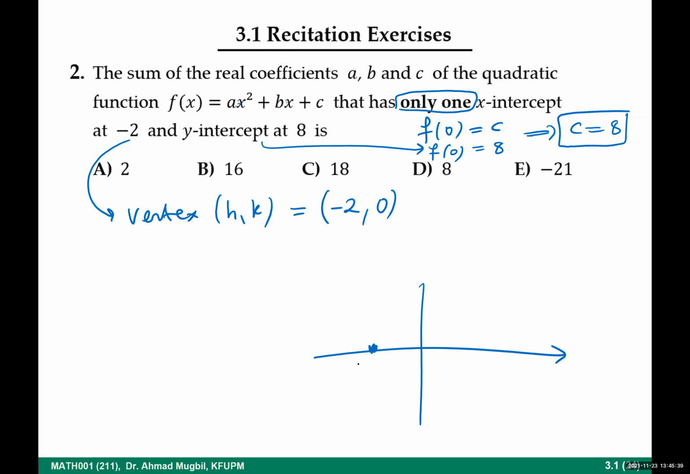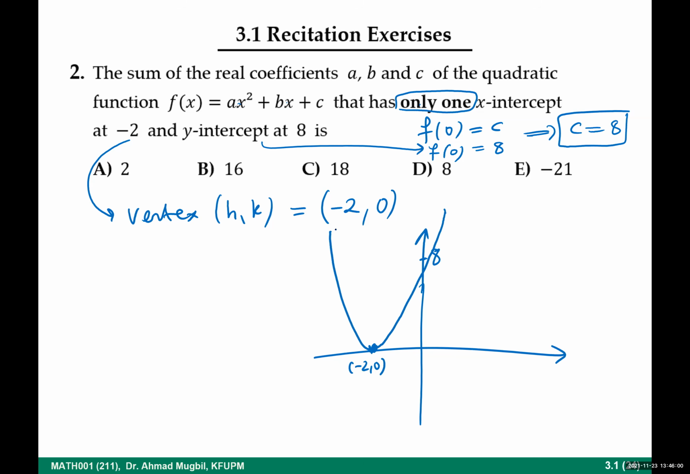This point is Hassan. Why is it Hassan? Because the y-intercept is what? It is 8. If it opens down, how will it intersect the y-axis at 8? So we know also that A is what? Positive. A is positive. So I know now what is H, what is K, what is C.